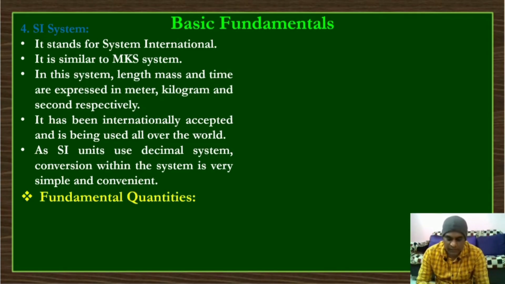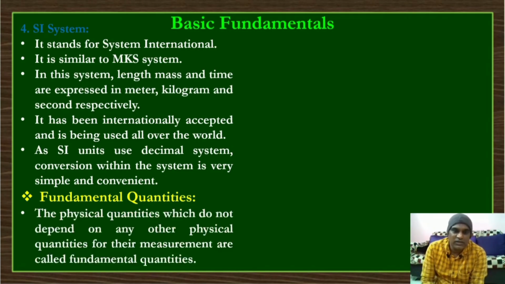Now look, the next important part which we have to discuss is fundamental quantities. So what are the fundamental quantities? Physical quantities which do not depend on any other quantities for their measurement are called fundamental quantities. Suppose length does not depend upon anything. It is not a combination of any other parameters. Length means length, we can measure it directly. Take a scale, put it where you want to measure, and measure it.